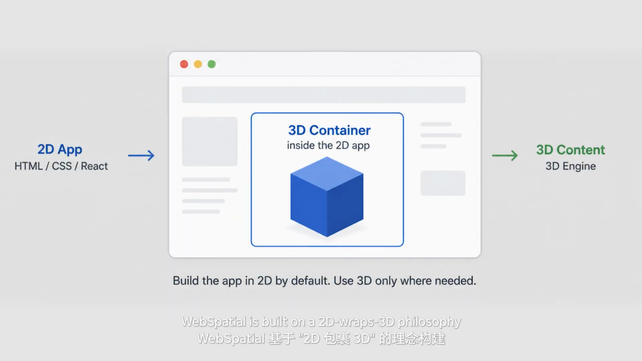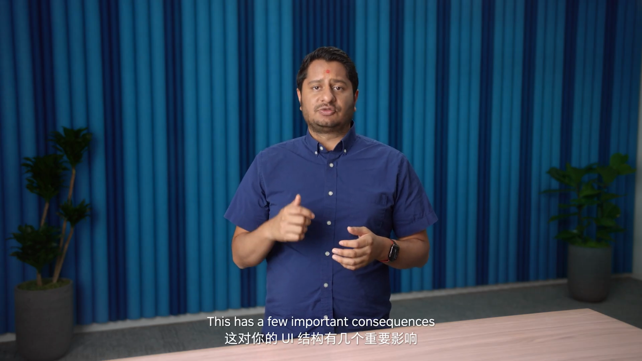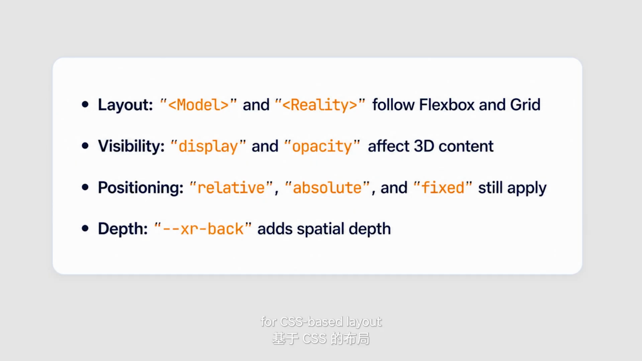WebSpatial is built on a 2D wraps 3D philosophy. Your app stays a regular HTML and React layout, and 3D content is embedded as just another element inside that tree. This has a few important consequences for how you structure your UI. For CSS-based layout, you place model and other 3D content container elements inside Flexbox or grid just like any other div, so your 2D and 3D content shares the same layout system.